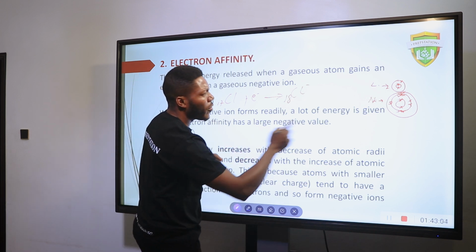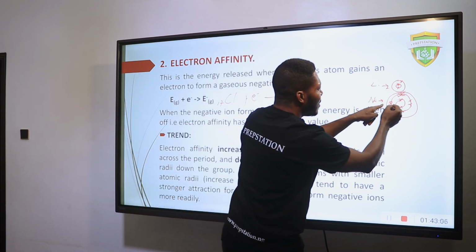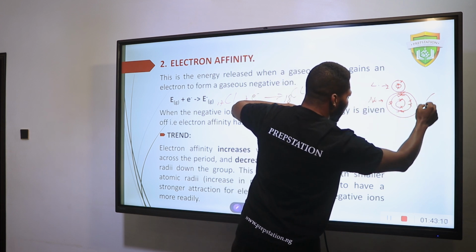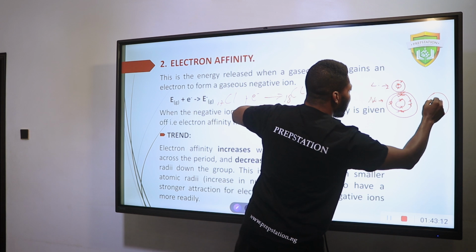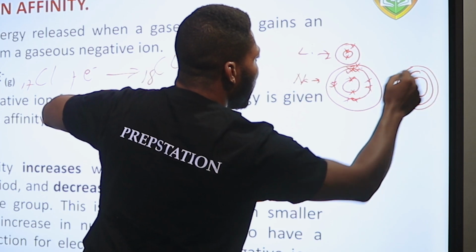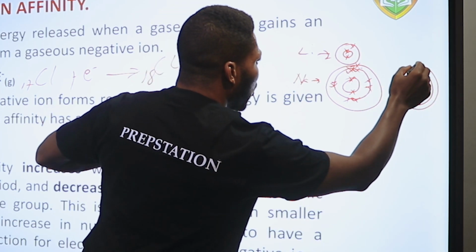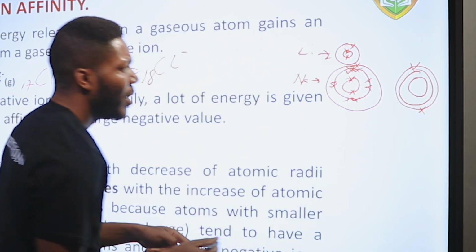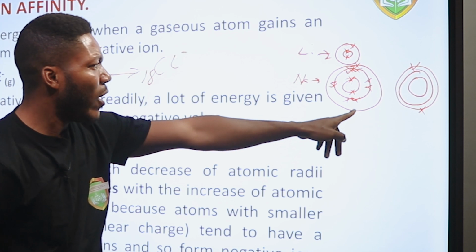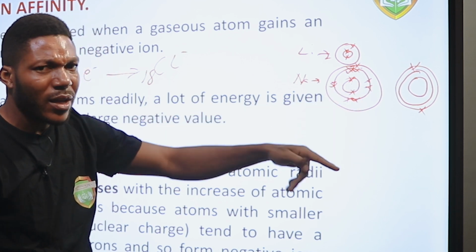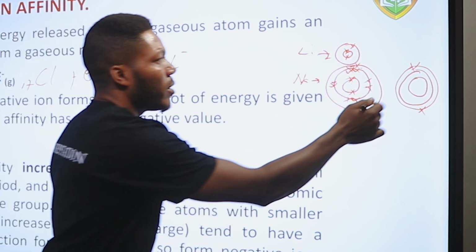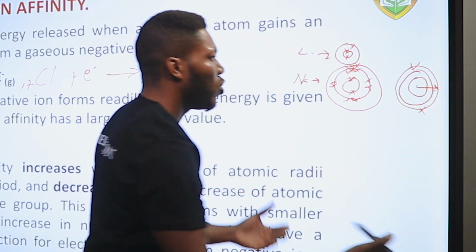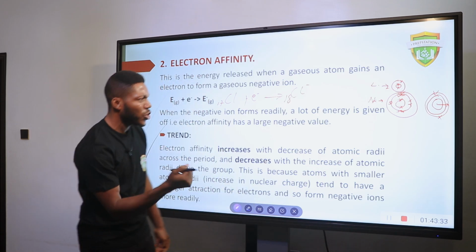But if I go across the period, the next element across the period after sodium is magnesium. Magnesium has the same number of shells as sodium, but magnesium contains 2 electrons in the outer shell. You can see now the weight of the shell has increased, thereby shielding, making the distance between the nucleus and the electron closer, causing more attraction.